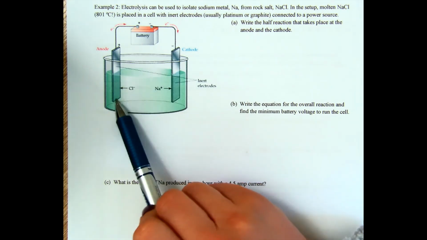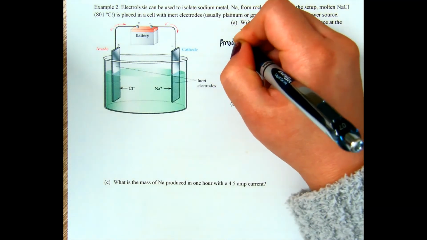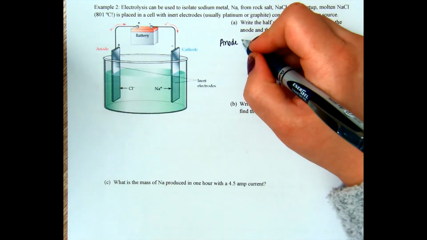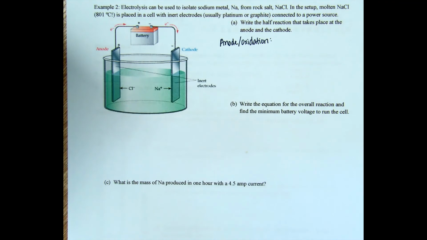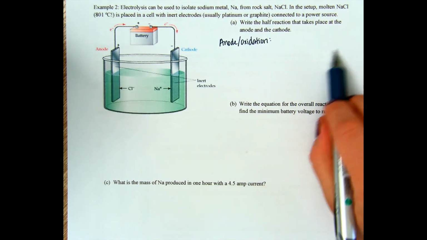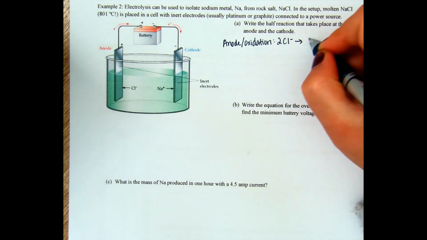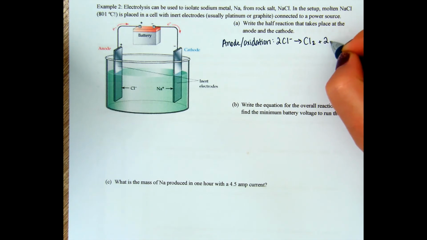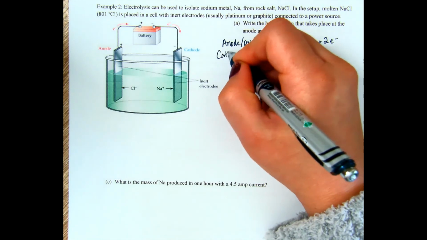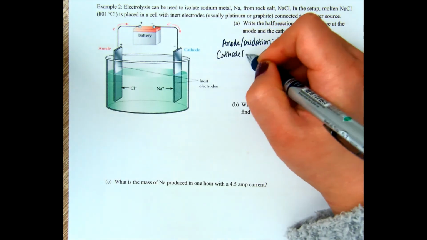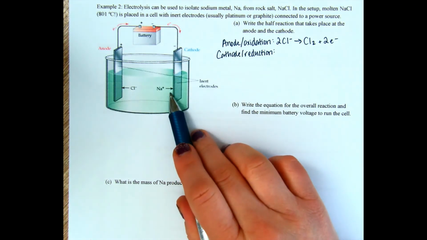At our anode, that's going to be our chloride reaction. We know that the anode is always oxidation, so we are going to be losing electrons, and our electrons need to be on the product side. So 2 chloride goes to chlorine gas plus 2 electrons. The electrons are given off, so we know that's oxidation happening. And the cathode we know is going to be reduction, and that's our sodium example right here.